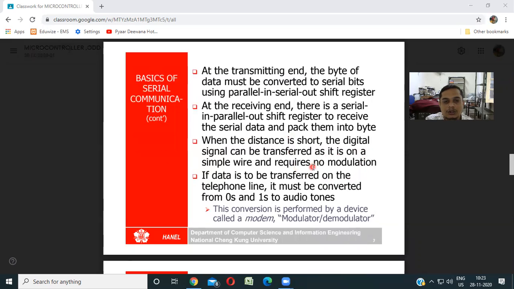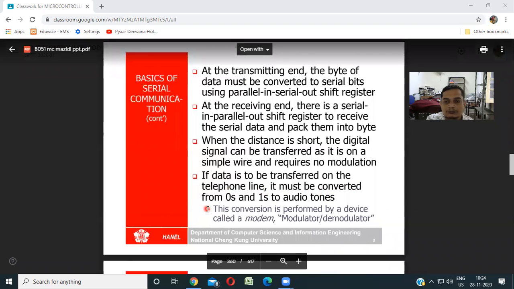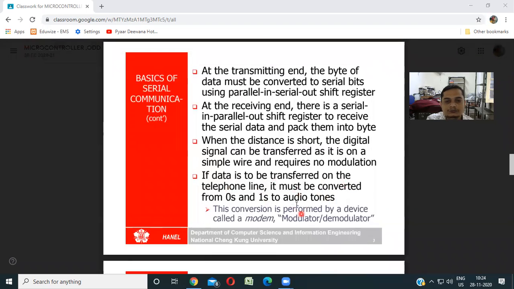But modulation is required when the data is to be sent over a long distance. We have to employ the modulation technique if we want to send the data over a long distance. An example is a telephone line, where the data must be converted into 0 and 1 audio tones. This conversion is performed by a device called a modem. Modem stands for modulator and demodulator.